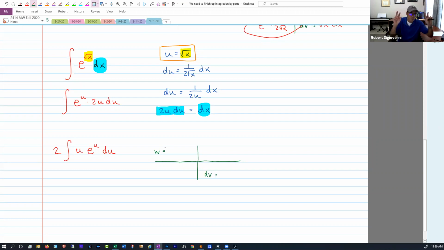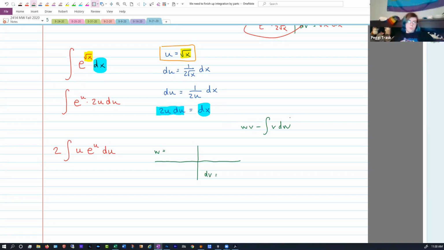So I'm going to pick a W, and then the other part will be the dV, and then instead of ultraviolet minus voodoo, it's like that instead. Instead of U times V minus the integral of V times du, it's W times V minus the integral of V times dW. All right, so what should my W be? What do you all think? What would you rather pick? The U or the e to the U?